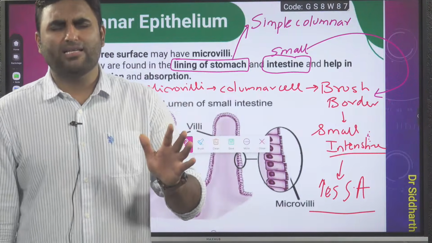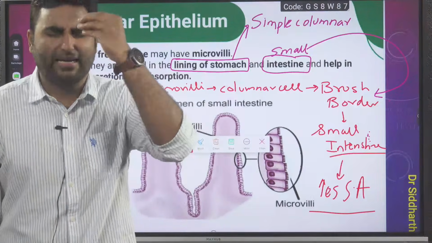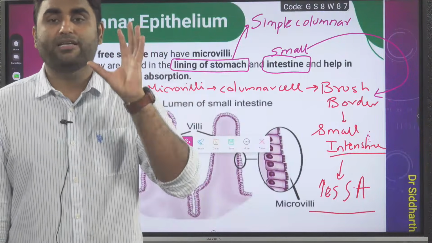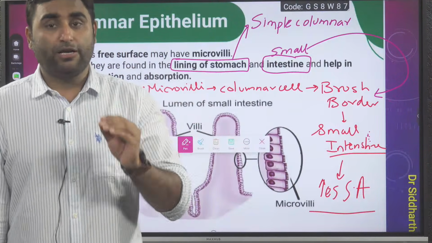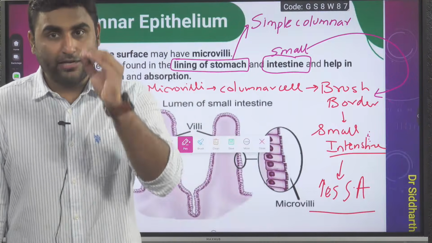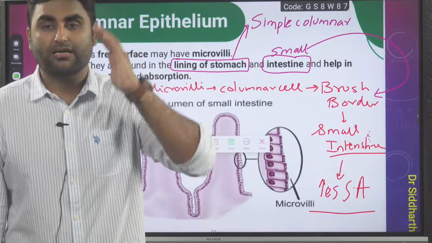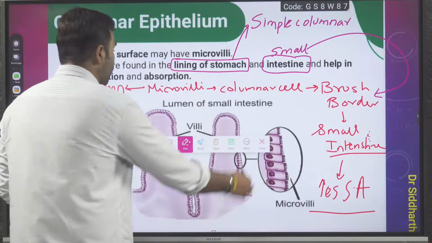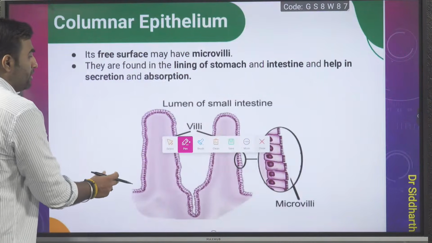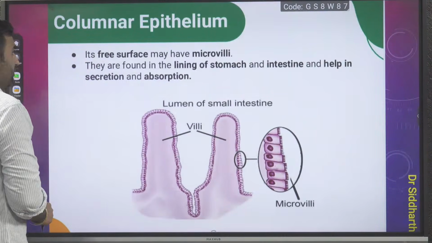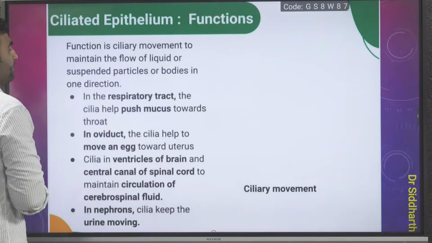In general, we can say intestine, fallopian tube or stomach have simple columnar. But when you are talking specifically, then you should know whether the columnar epithelium has any modifications or is just simple columnar. So that completes your columnar epithelium.